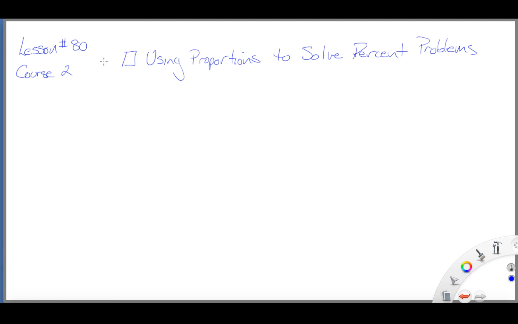All right, course two. We're in lesson 80 today, and we're going to be looking at this lesson that discusses using proportions to solve a percent problem. Typically when we talk about percent, we're talking about 100% of something. And usually we break that down and say, if something is on sale for 30% off the wholesale cost, then you're only paying 70% of the value.